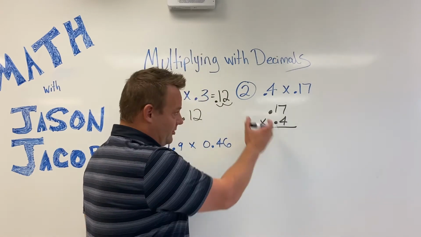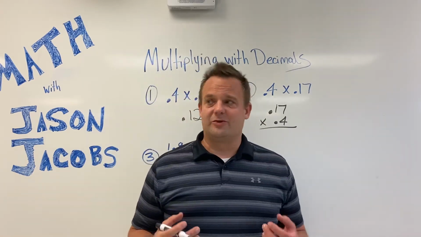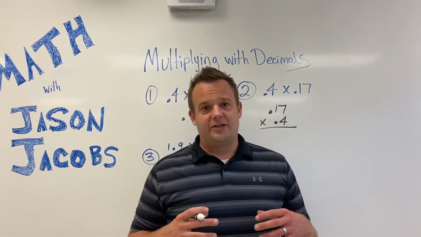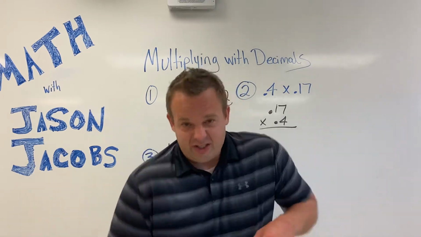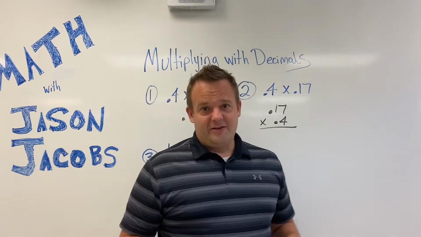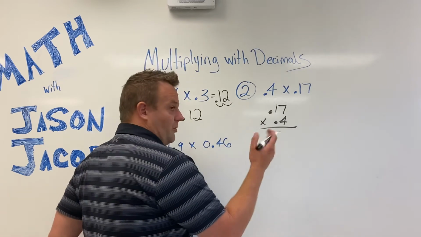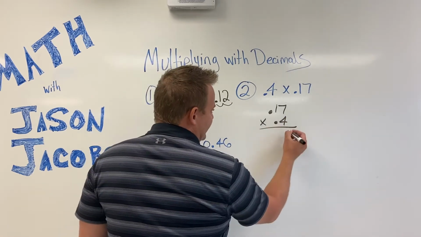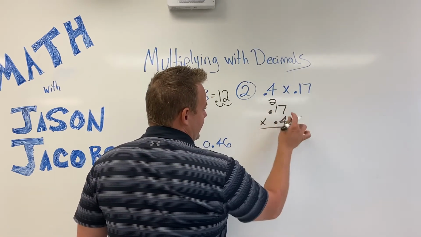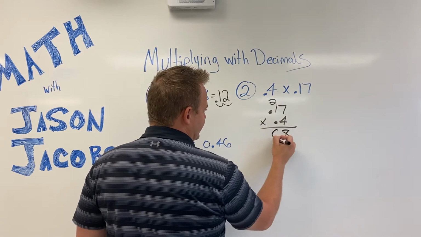So ignore the decimal. We're going to pretend like the decimal is like a caged cheetah, locked up, ready to escape. He's still locked up. So don't worry about the decimal yet. 4 times 7 is 28, and 4 times 1 is 4, plus 2 is 6.